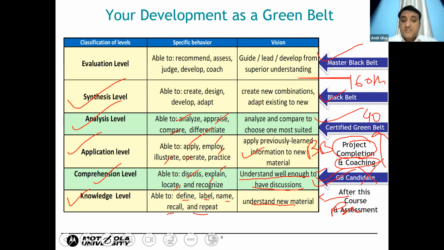At this level, the synthesis level, you are able to create and design, develop, and adopt new methodologies for the organization. Create new combinations, adapt the existing to the new one. That is a certified black belt. At this level, you must be doing 2 or 3 black belt projects. I myself have done 3 black belt projects. My 3rd one, in fact, is going on.